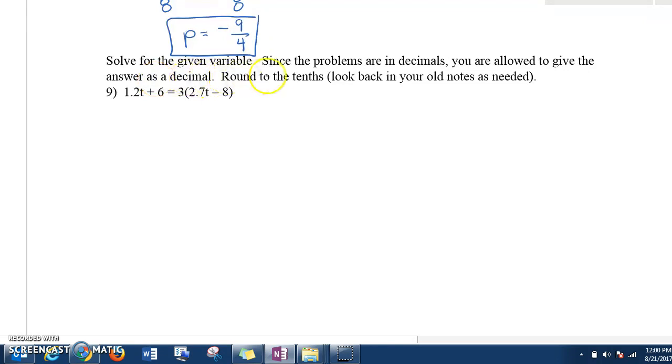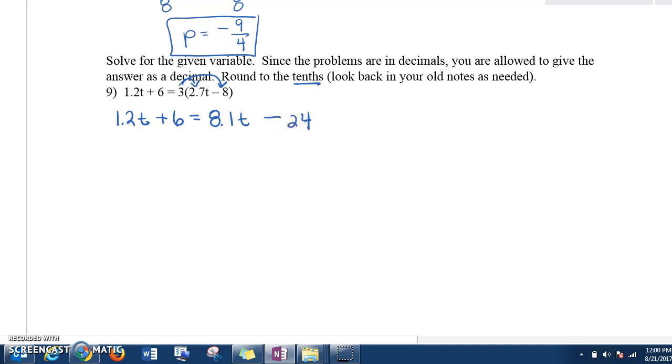To solve for the given variable, since the problems are in decimals, you're allowed to give the answer as a decimal. Round to the tenths, okay? If we need to look back, we'll go ahead and do that. All right, let's start first by distributing 3 to the problem. So I'm going to rewrite 1.2t plus 6 equals, and I'm going to use my calculator. I have one right next to me. So 2.7 times 3 is 8.1t minus, and then we have 3 times 8, which is 24.